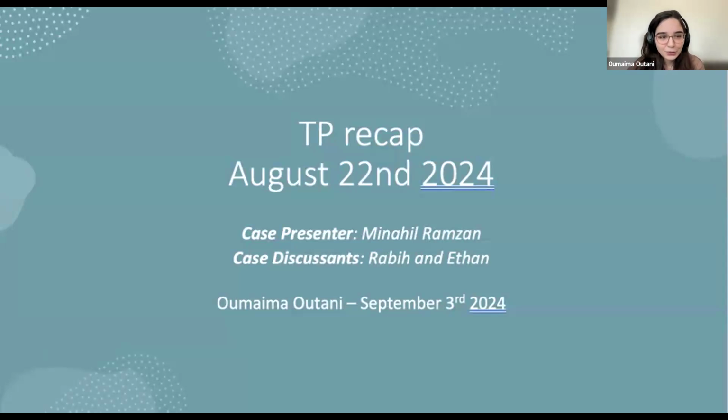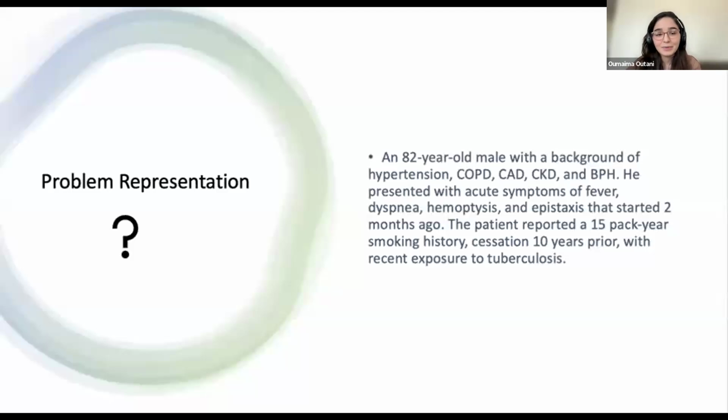For those of you who did not have the chance to attend that VMR, here is a problem representation that sums up what this patient had. Our patient is an 82-year-old male with a background of hypertension, COPD, CAD, CKD, and BPH. He presented with symptoms of fever, dyspnea, hemoptysis, and epistaxis that started 2 months ago. He reports a 15-pack-year smoking history, but he stopped 10 years ago, and he had recent exposure to TB.